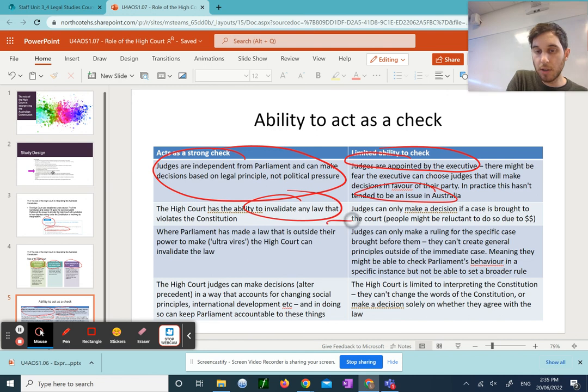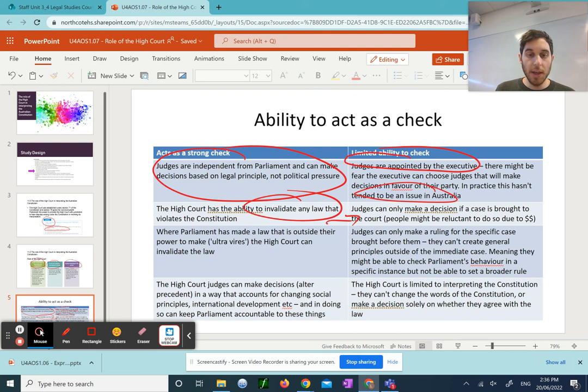But on the other hand, judges can only make a decision if the case actually gets to court. Right? And people are often reluctant to go to court because it's expensive, it takes a lot of time, they need to have standing, which means they have to have been affected by the law. So yes, the court can act as a very strong check if Parliament violates the Constitution, but only if someone actually brings the case to court. So strength balanced by the weakness there.